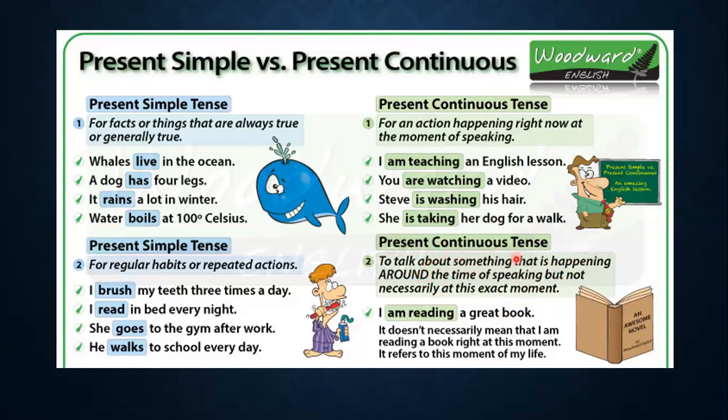Para hablar sobre cosas que están sucediendo aproximadamente en el tiempo que estamos hablando, pero no necesariamente que en ese preciso momento estás haciendo. For example, we have, I am reading a great book. It doesn't necessarily mean that I am reading a book right at this moment. It refers to this moment of my life. No necesariamente significa que estás leyendo el libro en ese momento, porque no leemos un libro completo en un solo día, o no hacemos una acción completa en el solo día.